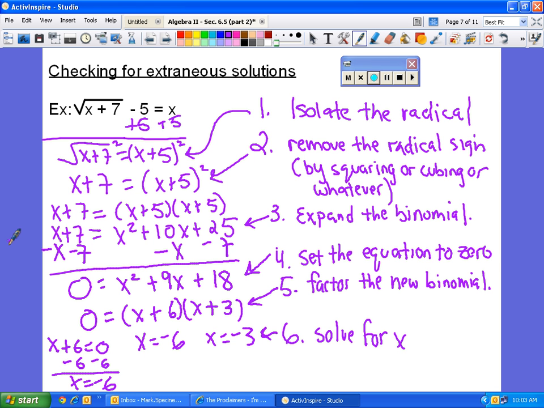Does anybody have any questions? Okay, so these are my two answers, but remember the whole point of this exercise is to check for extraneous solutions. So that's what we do.